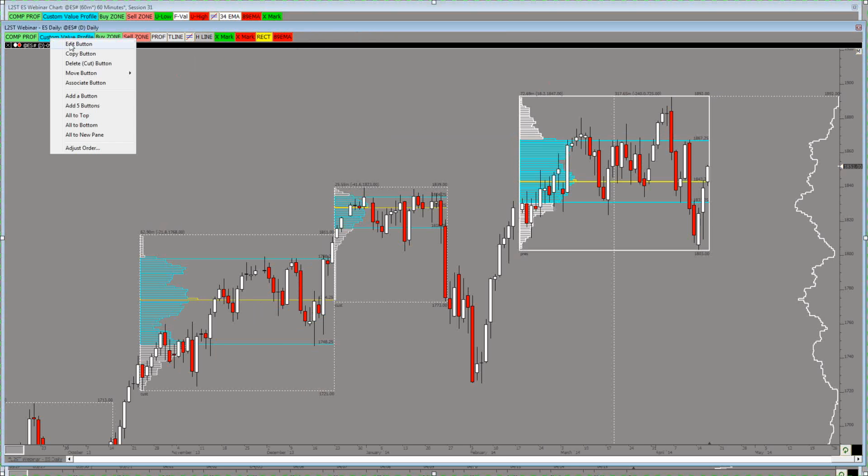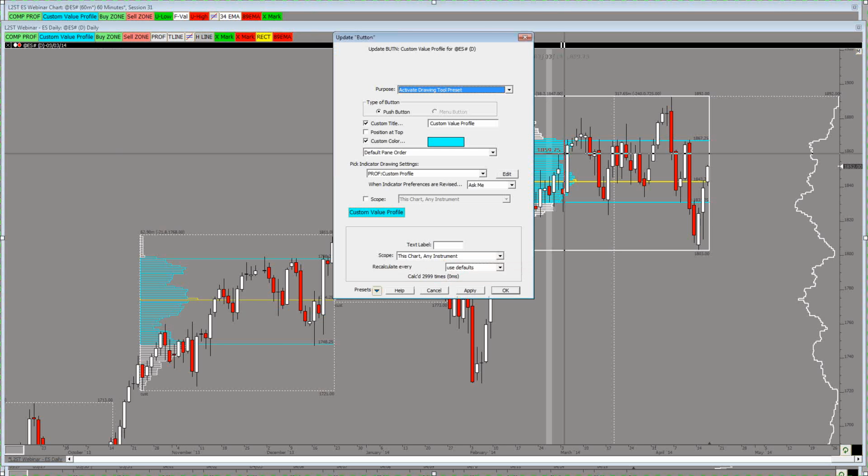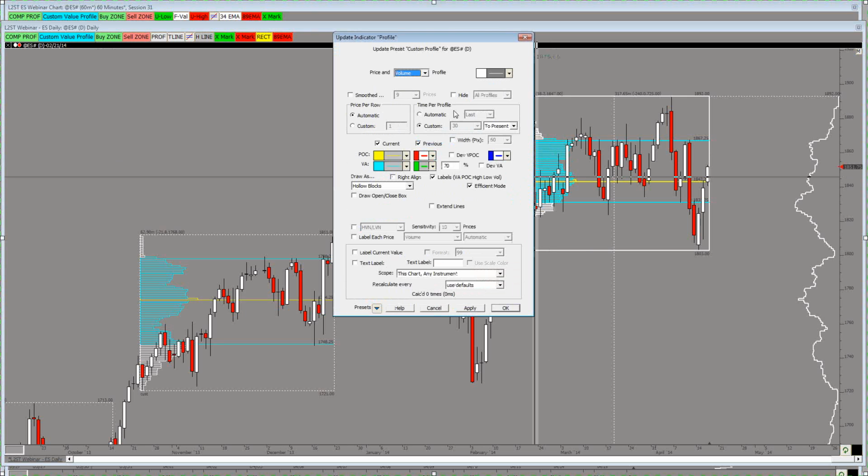Now, what I do is I save those. So I've got a button here, custom value profile. It's already set up, custom profile, and I've got the options already set. These are the options that I use: price and volume. I'm showing the POC and value area. I'm not actually interested in the previous, so it doesn't really matter whether it's ticked or not.